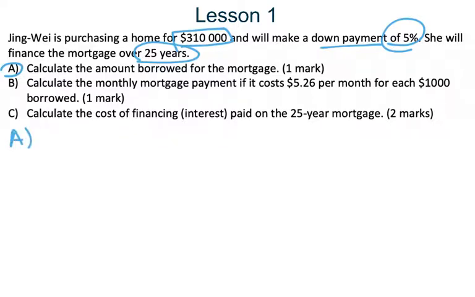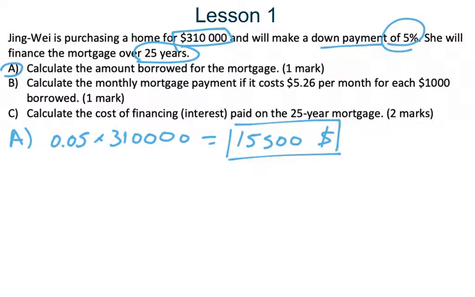So 5% will be 0.05 times 310,000. Okay, this will give you 15,500. This is how much she needs to pay to the bank. That's the down payment. Well, how much does she need to borrow then?